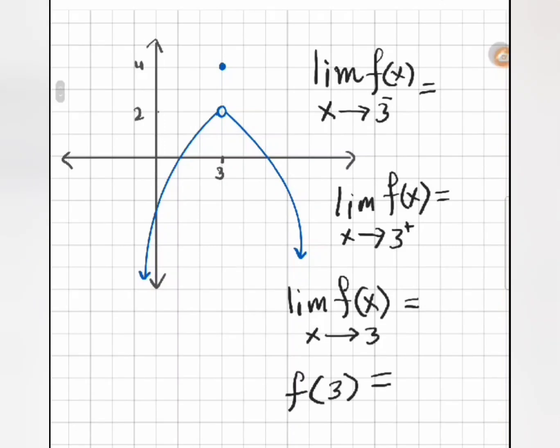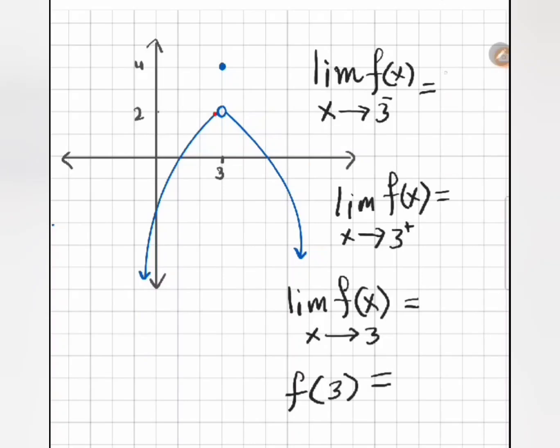Let's say we have an open circle at that point, and a closed circle here. What is the limit as x approaches 3 from the left side? And this is the graph of f of x. So here is an x value of 3. As we approach it from the left side, notice that the y value is 2. So this is equal to 2.